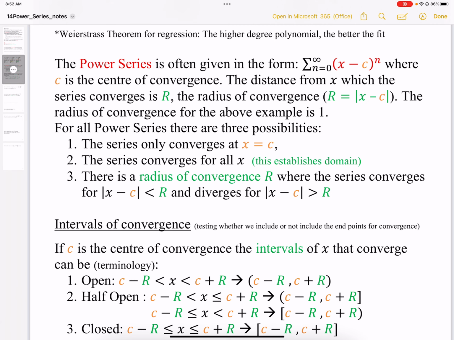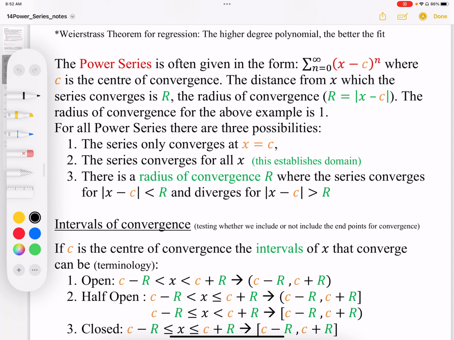Now, the radius of convergence comes from our ratio test. So this radius of convergence, R, we generate this from the ratio test. So this is going to come from our ratio test.